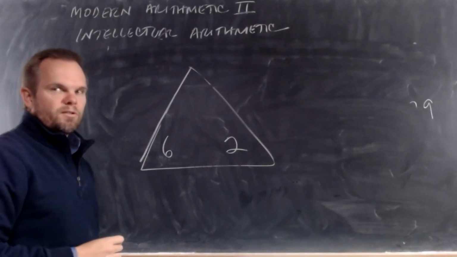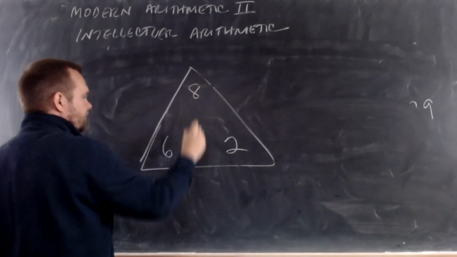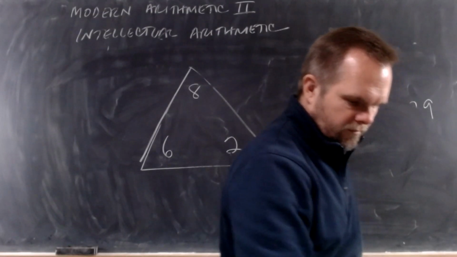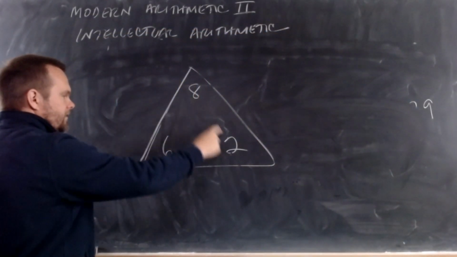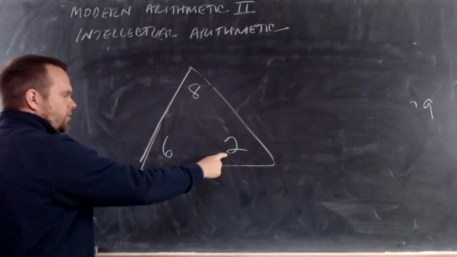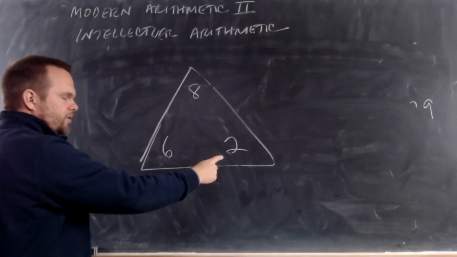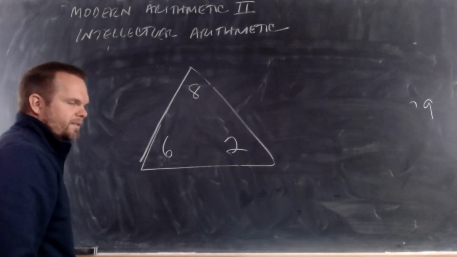Go ahead. 6 and 2 are? 8. 2 and 6 are? 8. 8 minus 6 are? 2. 8 minus 2 are? 6. 6 and 2 are? 8. 2 and 6 are? 8. 8 minus 2 are? 6. 8 minus 6 are?